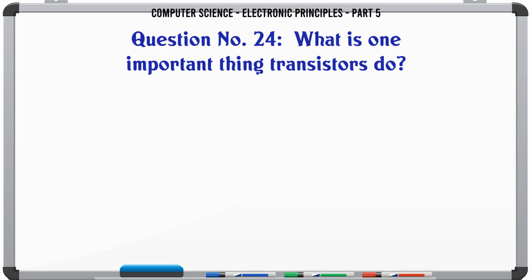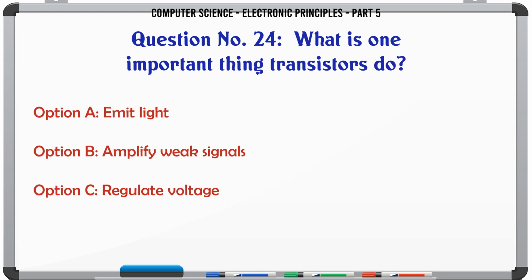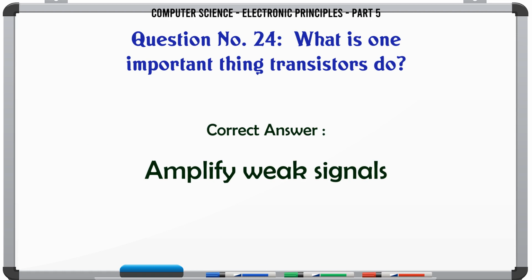What is one important thing transistors do? A. Emit light. B. Amplify weak signals. C. Regulate voltage. D. Rectify line voltage. The correct answer is amplify weak signals.